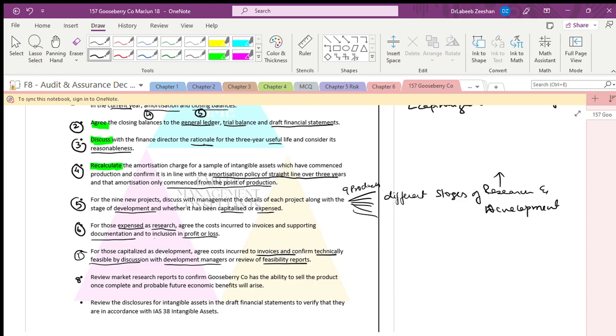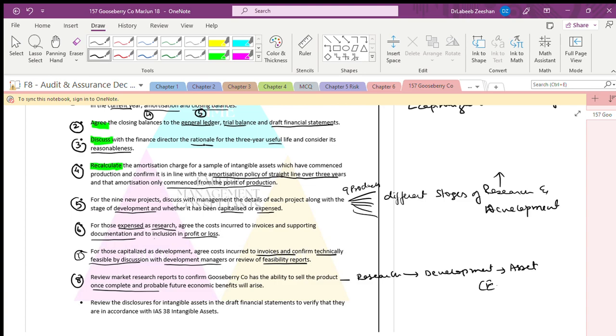Next, point number 8. Review market research to confirm the ability to sell the product. That's very simple. You have done research, and it has gone to development. Then we say it is going to be an asset. What is an asset? It should have what?